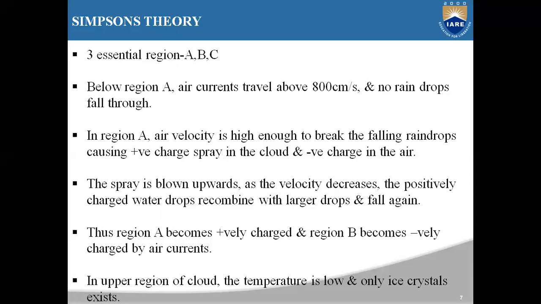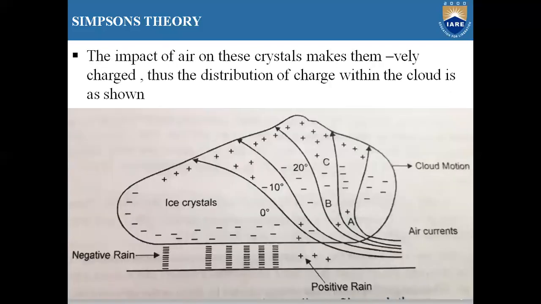So this region A becomes positively charged, and the region B becomes negatively charged by the air currents or the airflow. In the upper region of the cloud, the temperature is very low, and only ice crystals exist in the topmost region of the cloud. Here you can see the impact of air on the crystals makes them negatively charged. Thus the distribution of charge within the cloud is as shown.